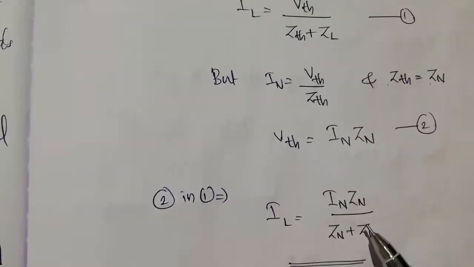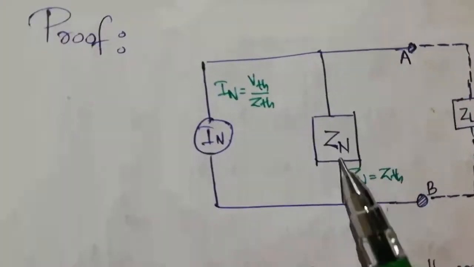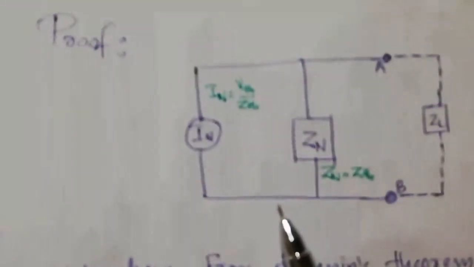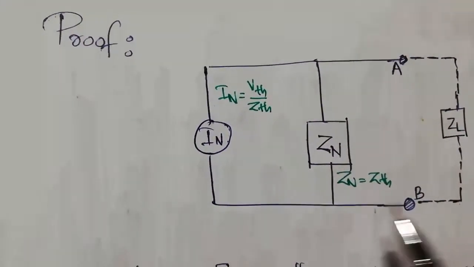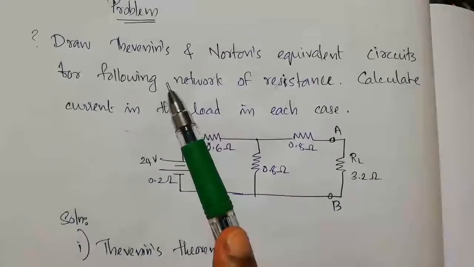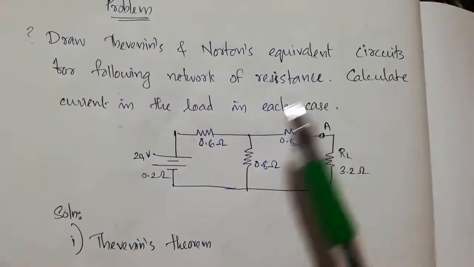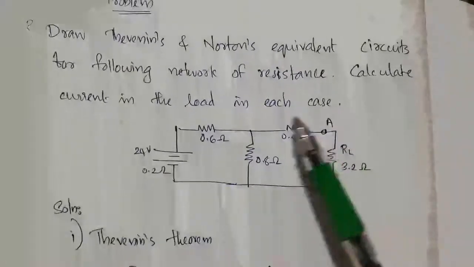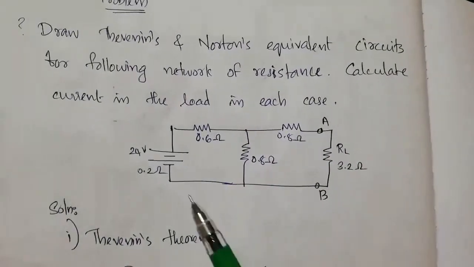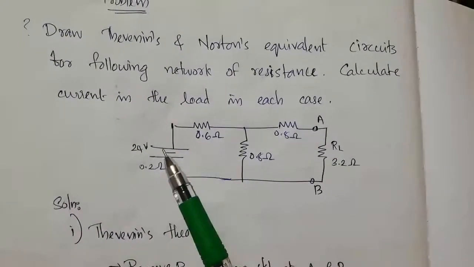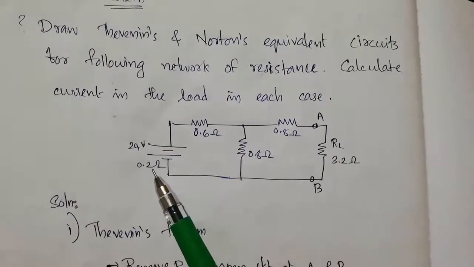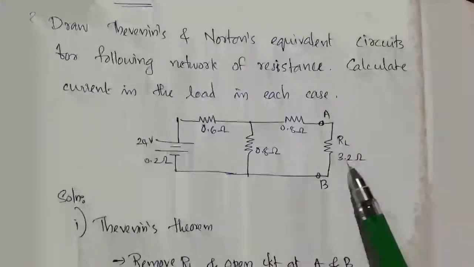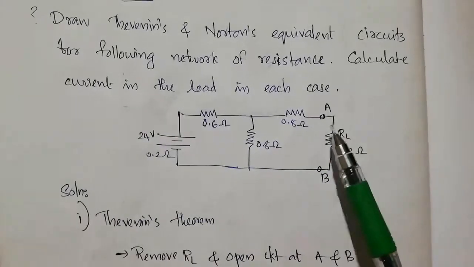We can prove that by using an example. So remember, this is the equivalent circuit of a Thevenin circuit, Norton's circuit. A problem: draw Thevenin's and Norton's equivalent circuit for the following network of resistance. Calculate the current in the load in each case, that means Thevenin's and Norton's case. So we have a circuit like this, and this EMF source has an internal resistance of 0.2 ohm. We have to find the current across this RL, 3.2 ohm, using Thevenin's and Norton's theorem.